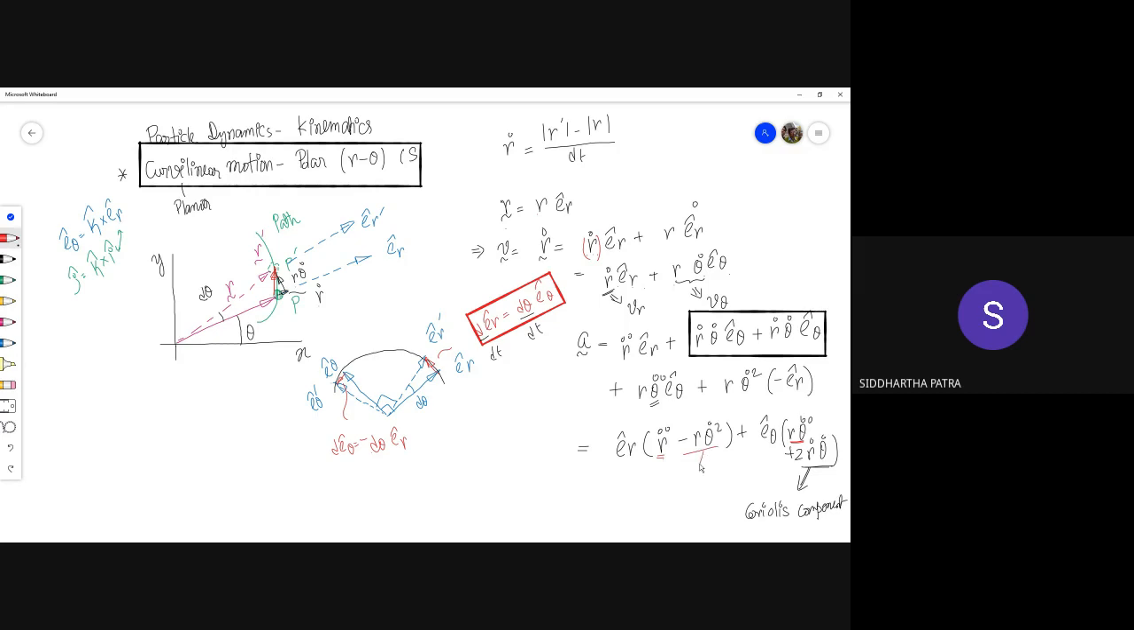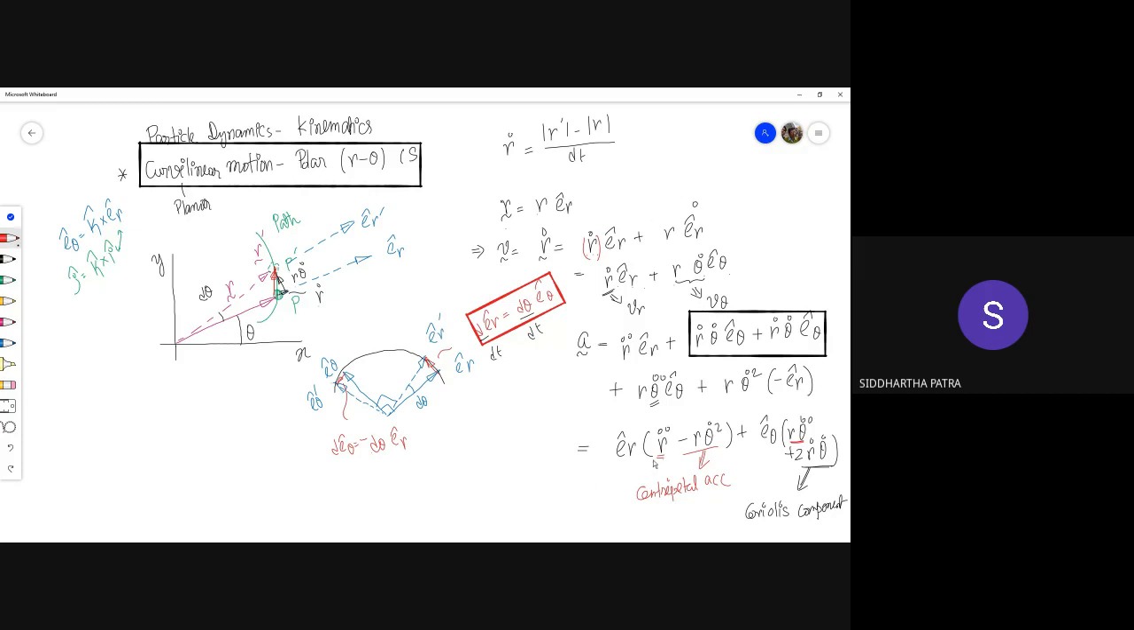This quantity right here, do you know what this term is called? This is the centripetal component of the acceleration, I may be wrong with the spelling, that is necessary for keeping an angular motion. To continue an angular motion you need a centripetal acceleration. So basically you have these four terms appearing in your acceleration when you are dealing with the r theta coordinate system.